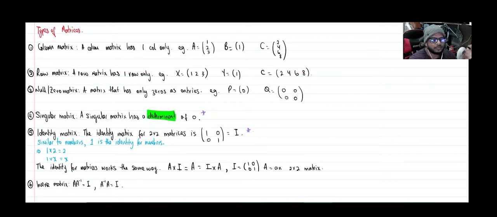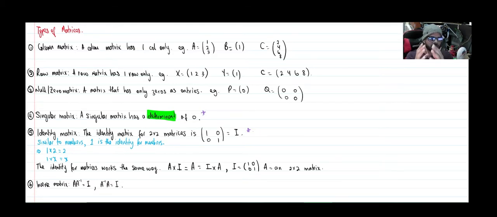The identity for numbers is such that if I have a number multiplied by the identity, I get back the number. So for example, 2 multiplied by something will give me back 2. And what is that something? That something is 1. So my identity for our regular number system is 1. Similarly, the identity for matrices will be 1, 0, 0, 1. That follows the same properties.